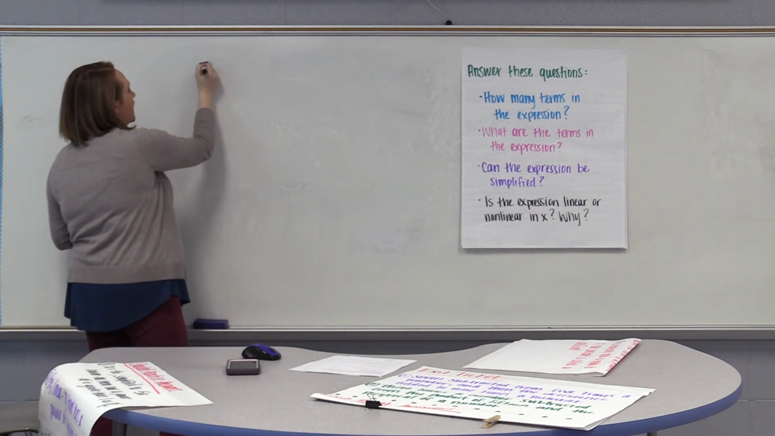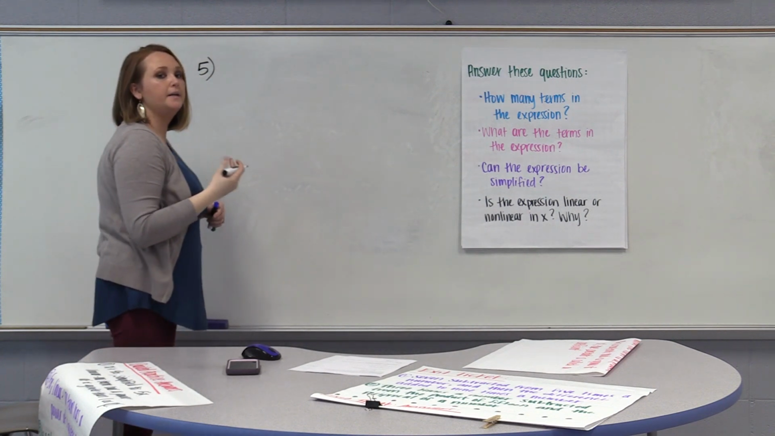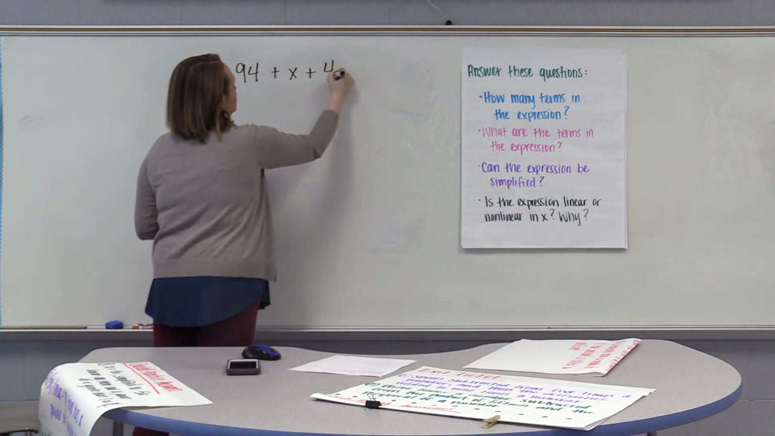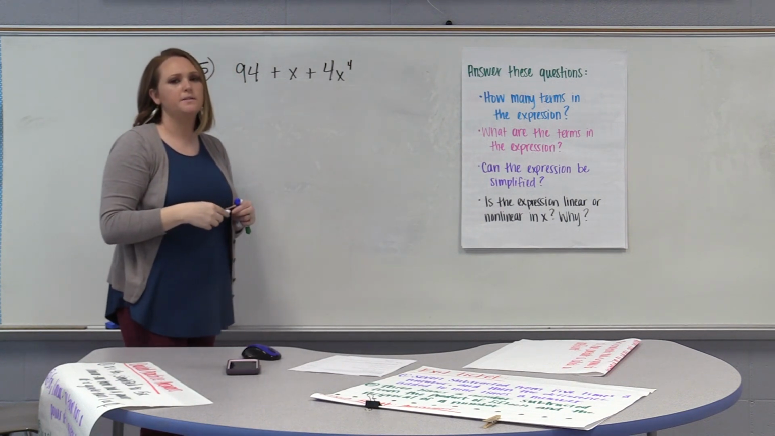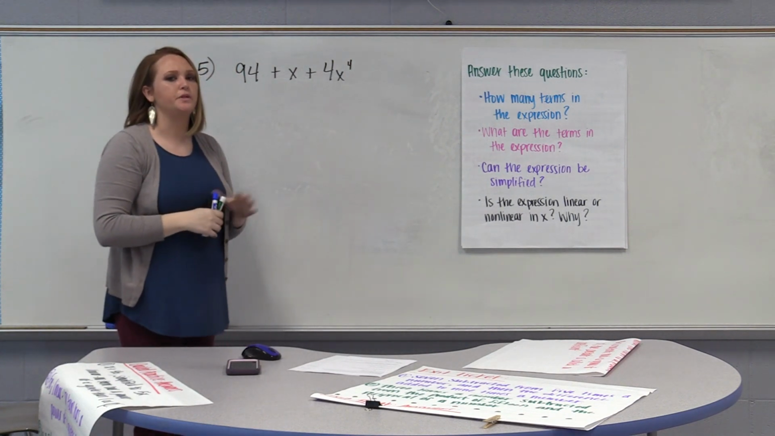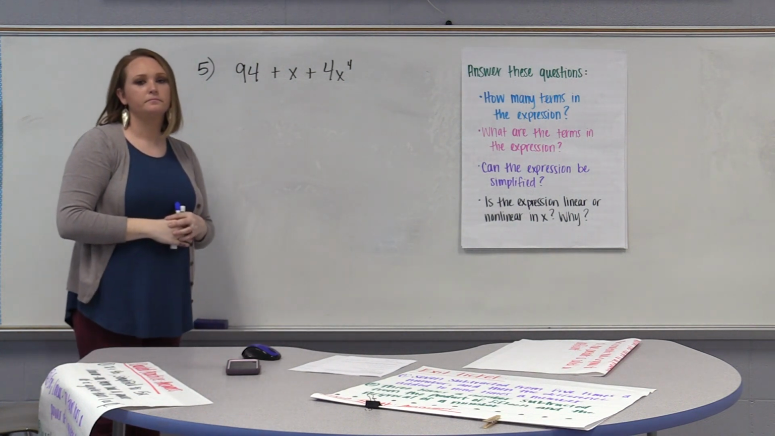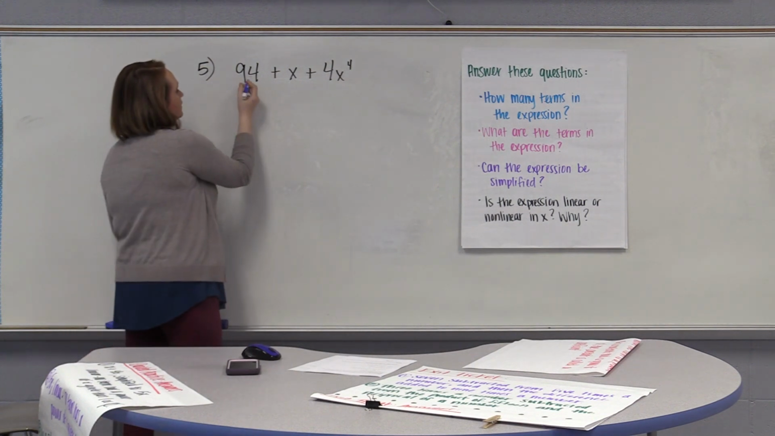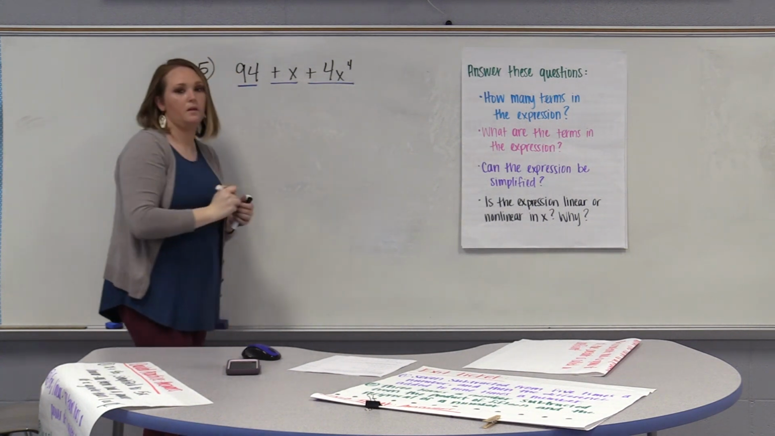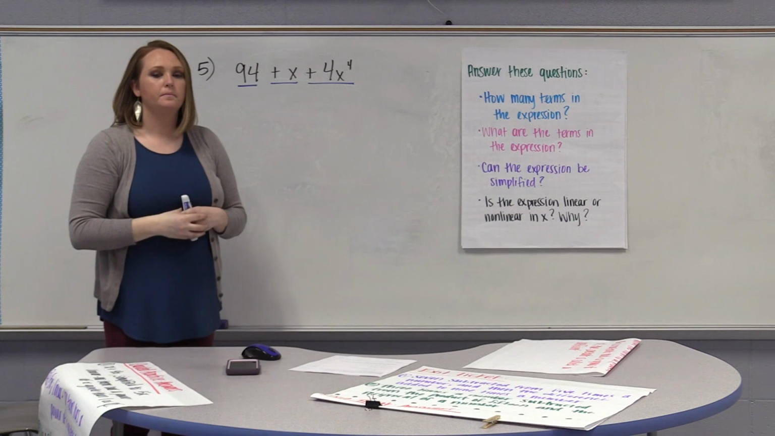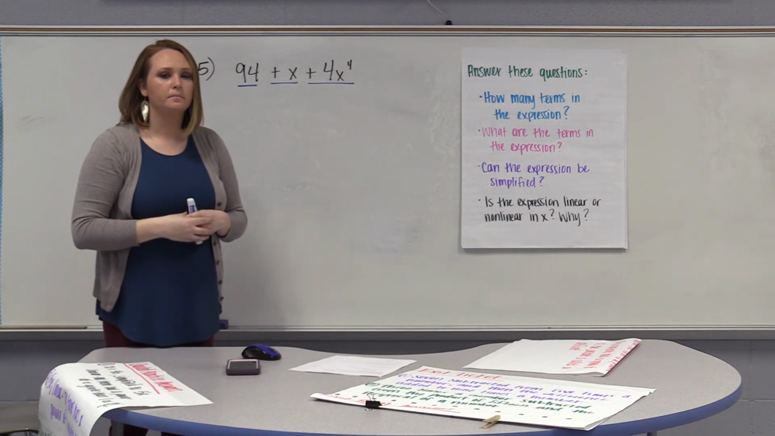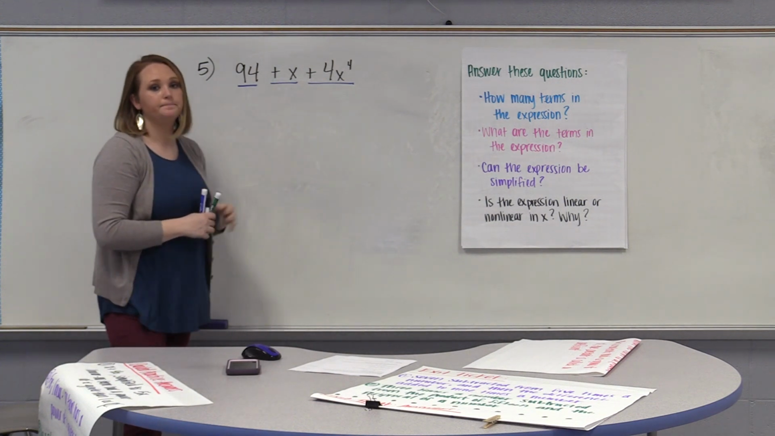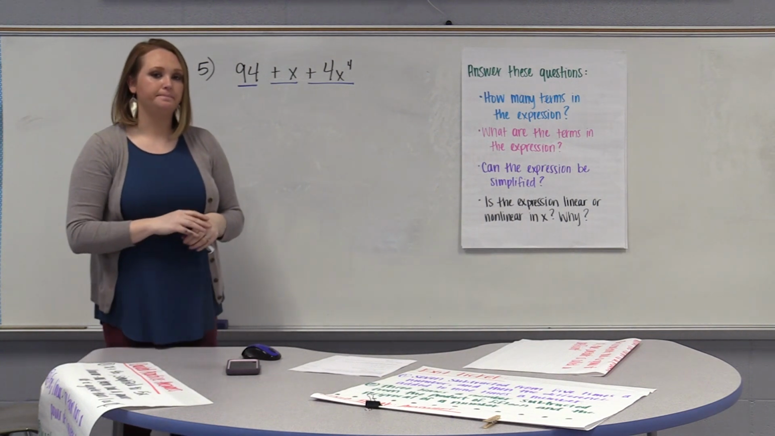So here's your example 5. We have 94 plus x plus 4x to the 4th power. Let's see what's a little bit different here. How many terms do you see in this expression? We see 3 terms. What are the terms? 94, x, and 4x to the 4th power. Can this be simplified?